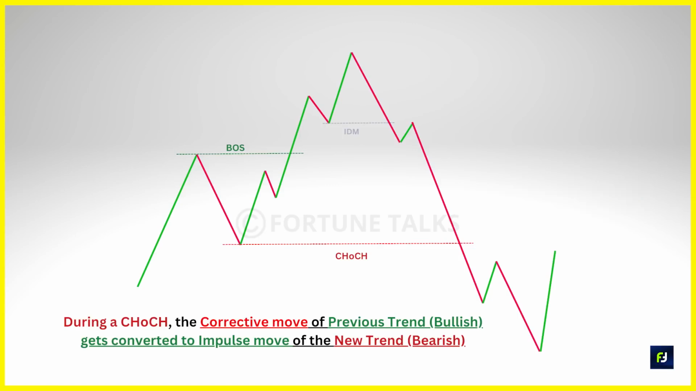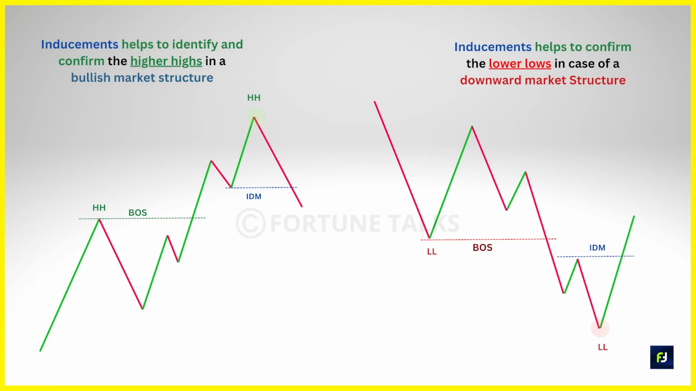In that sense, we have to mark the inducement at the high of the first minor pullback after the valid bearish change of character. So make sure you are marking your inducements in the right manner. Another importance of inducement is that it helps to identify and confirm the higher highs in a bullish market structure, and it helps to confirm the lower swing lows in case of a downward market structure.